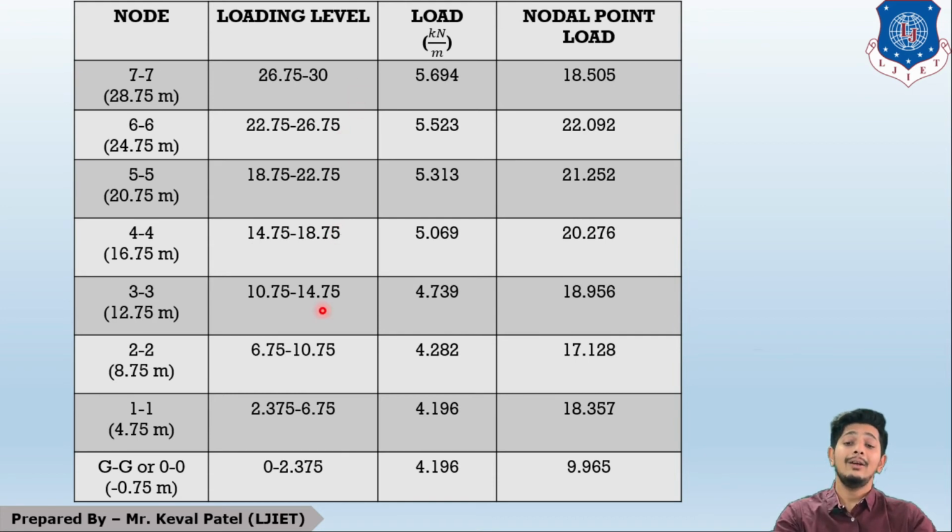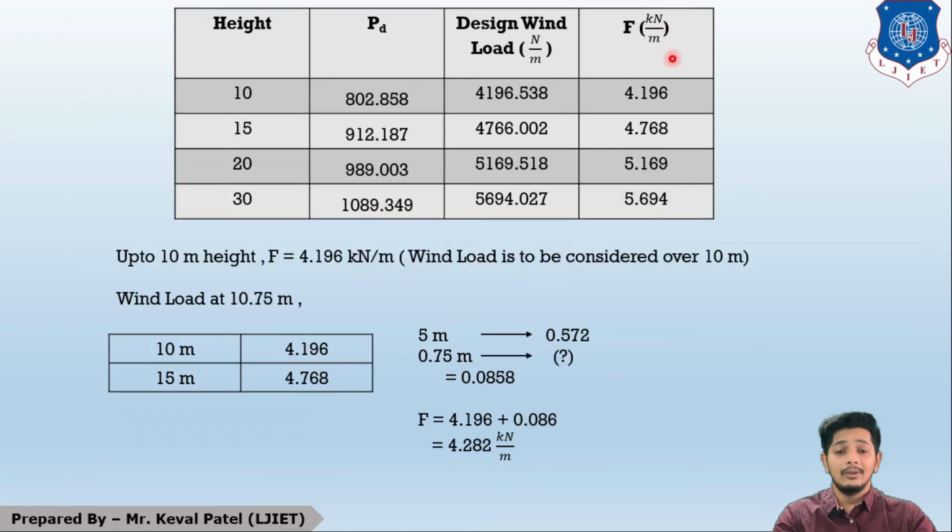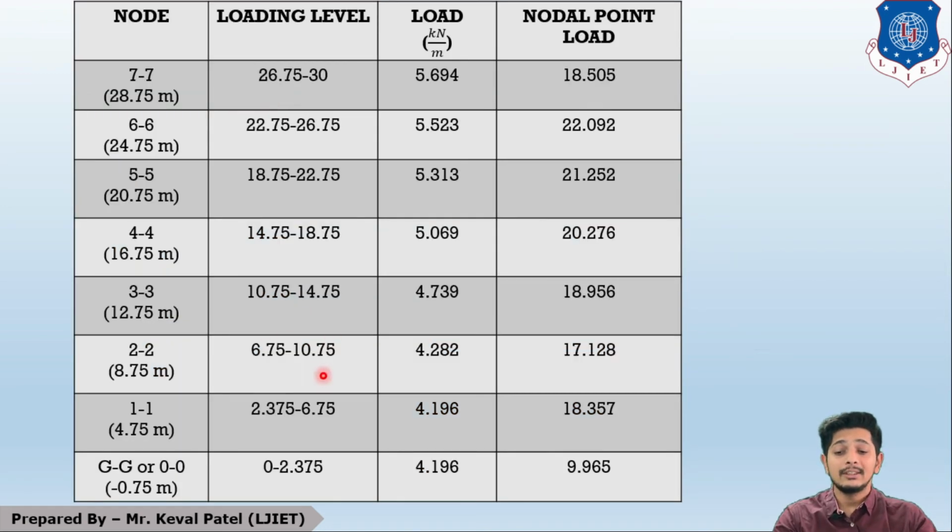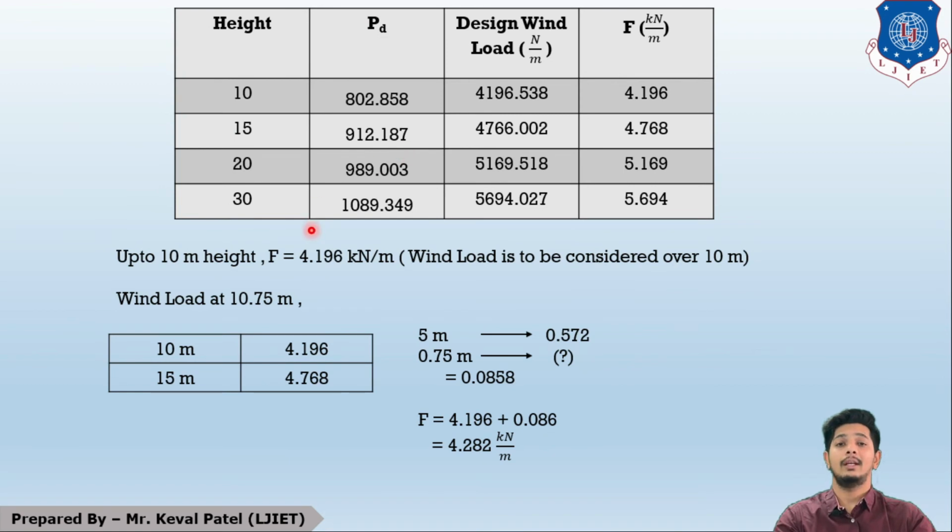Now, to find the load at a different height, for example, I have the wind load pressure F as 4.196 kilonewton per meter for 10 meter. But what about 10.75 meter? For 10.75 meter, I have to find it with cross multiplication. Let us see this slide. Up to 10 meter height, F is equal to 4.196 according to our previously prepared table.